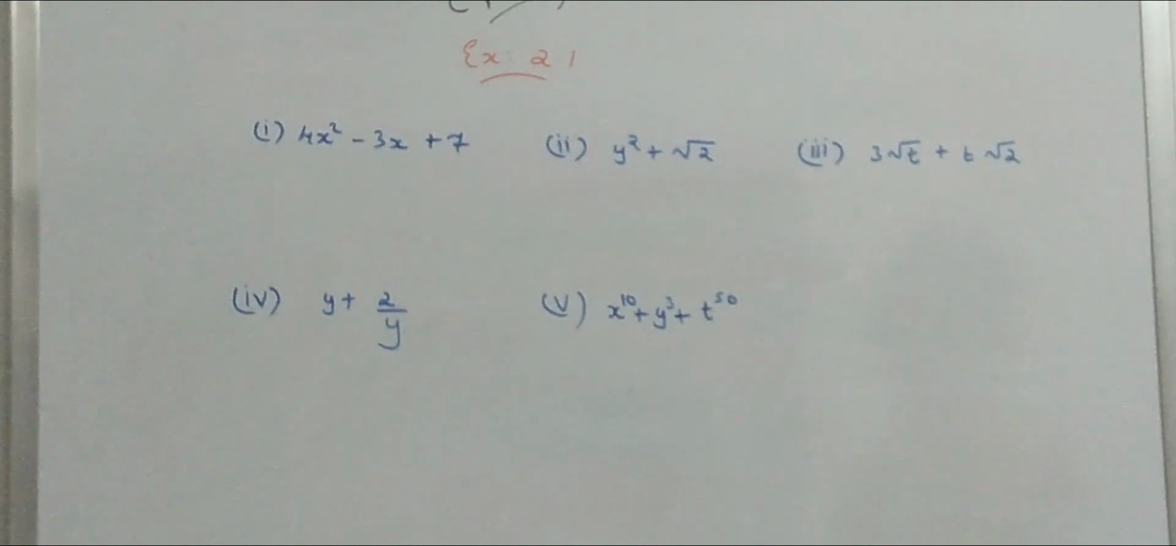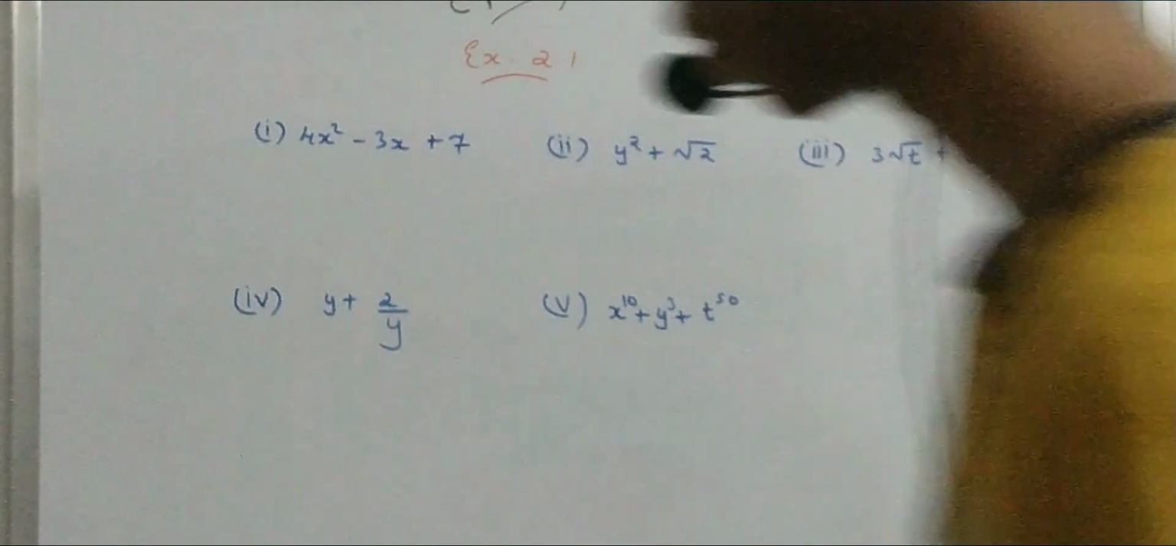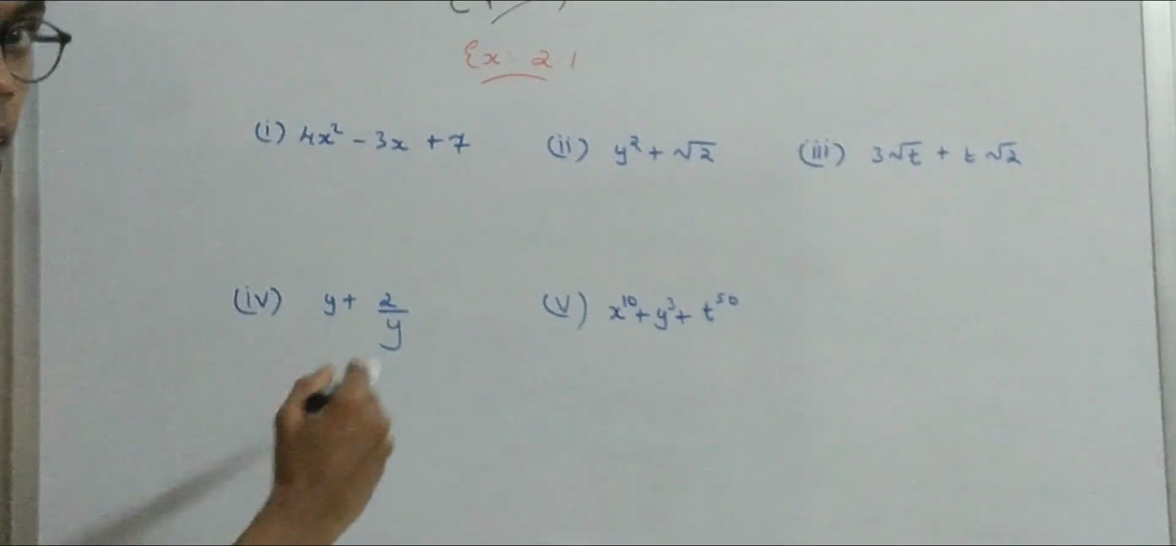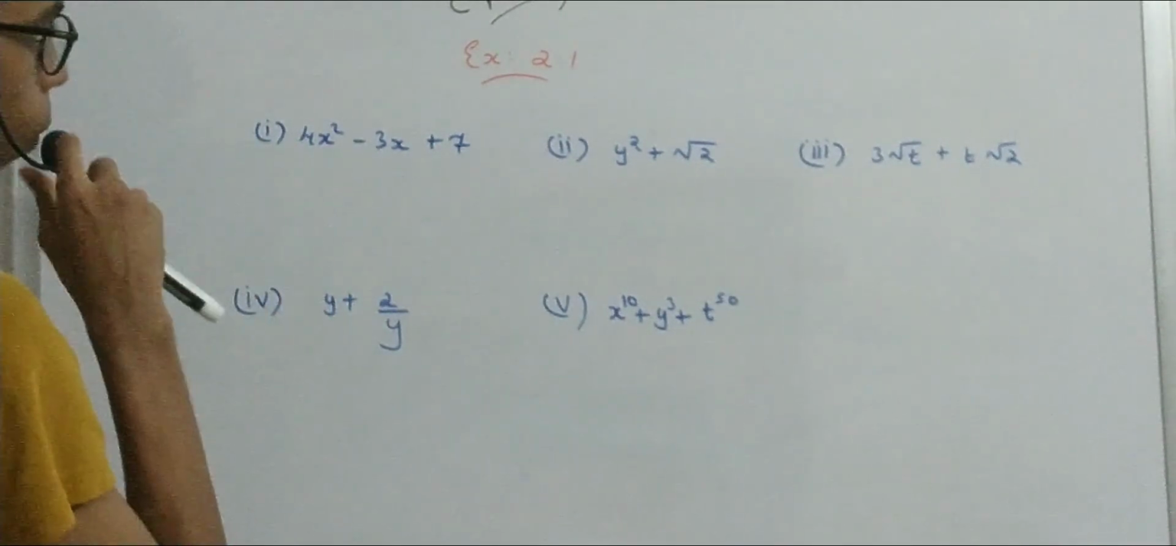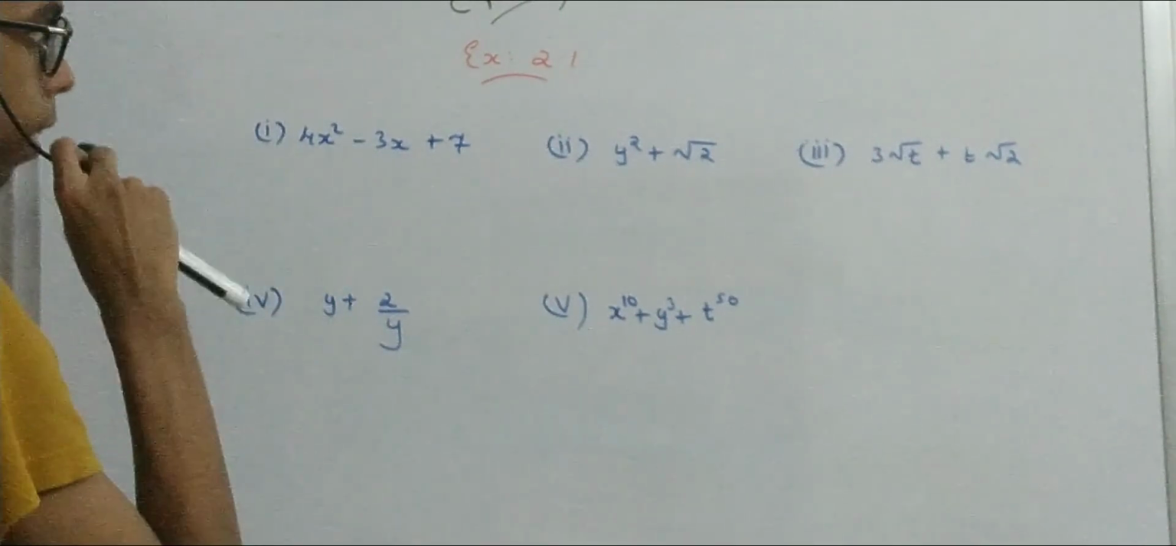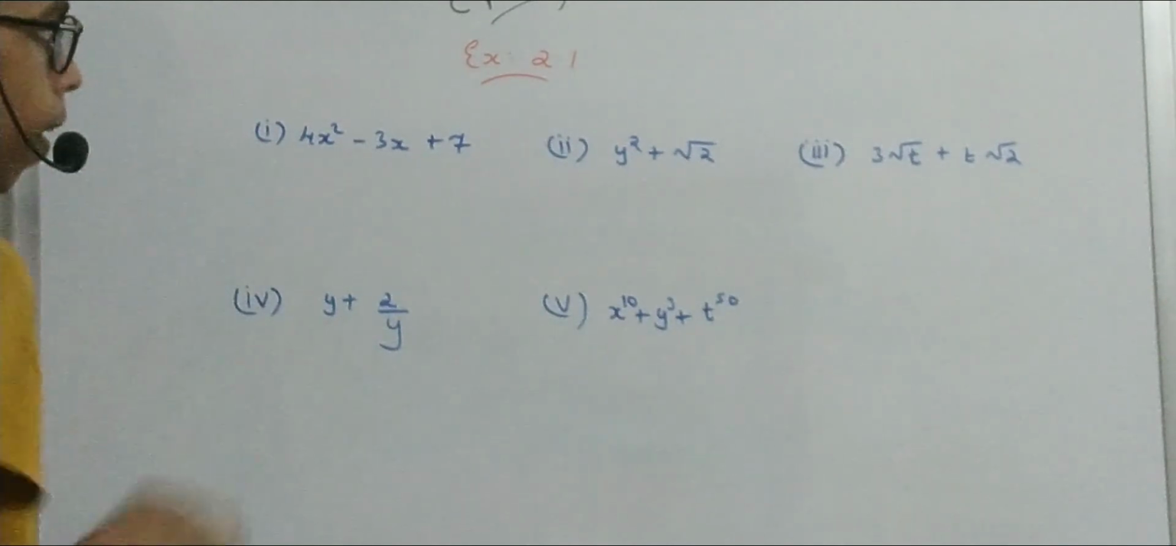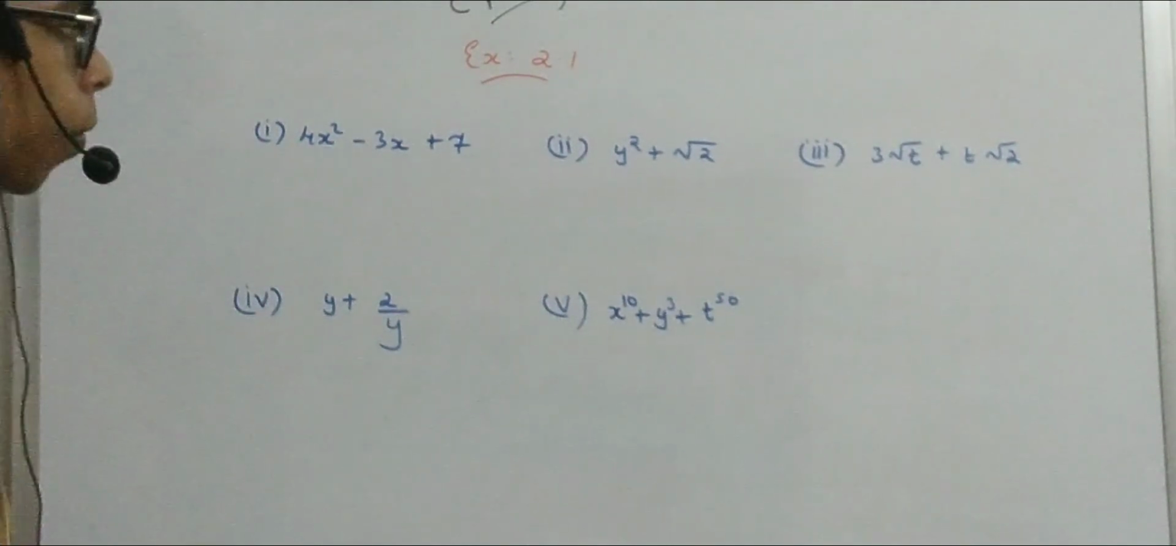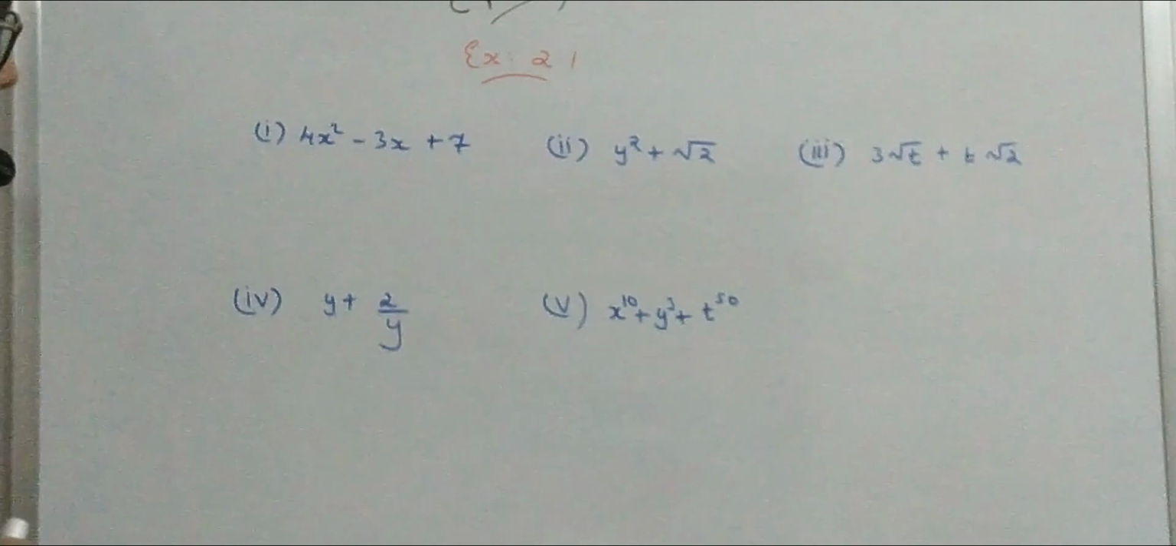So now let us move on to our first exercise on our polynomial chapter, exercise number 2.1. The first question is, which of the following expressions are polynomial in one variable and which are not? State reason for your answer. Okay, so let's see. Here our first question is 4x square minus 3x plus 7. They are asking you whether it is a polynomial in one variable.